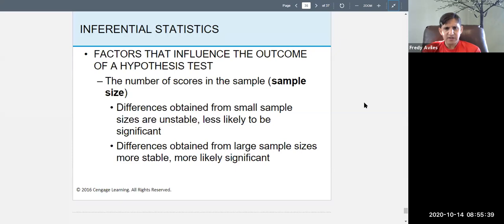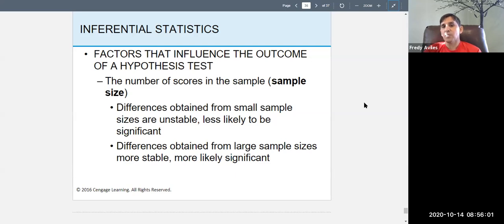Factors that influence the outcome of the hypothesis test. So there are things that make it more or less likely that you are actually going to find a real difference when you do a hypothesis test. One, obviously, we already mentioned this, is the number of scores in the sample. It's the sample size. How many participants do you use? How many participants in your study, right?